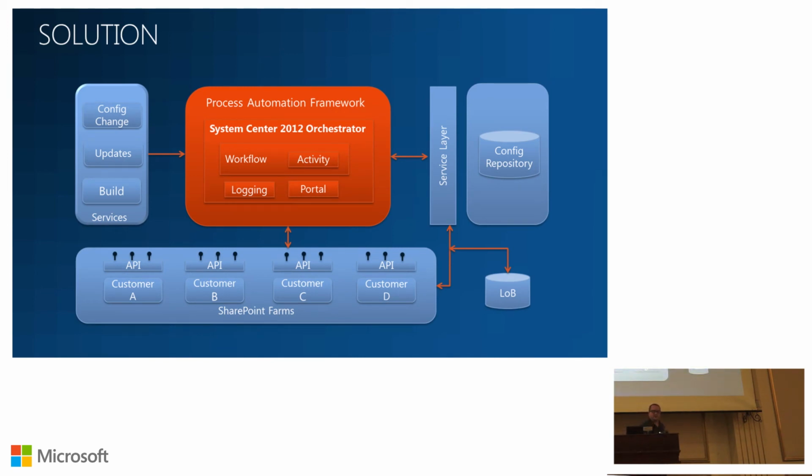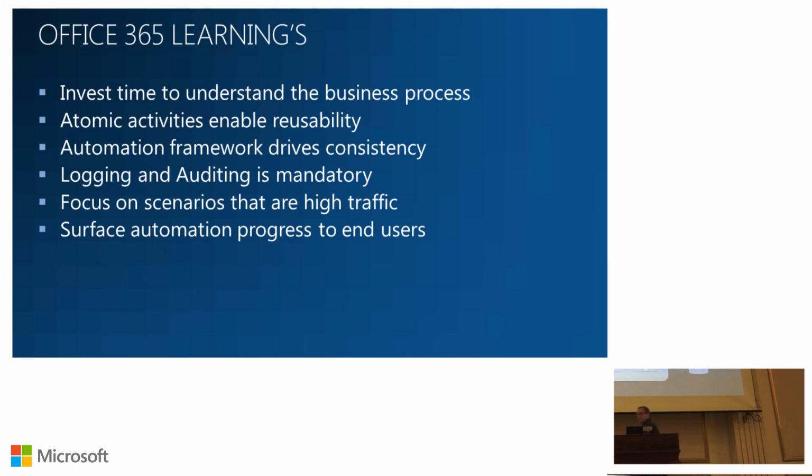So you have at the end a solution, and that's similar to what I showed before. You have a config management where you have your config change, your updates, your builds. You have the process automation workflow. That's all Orchestrator. That's doing the whole work, which is your workflows, your activities, logging for the auditing. It has the portal to show. And then we will update the whole thing, the farms. And that's fully automated. That's how Microsoft does the whole thing.